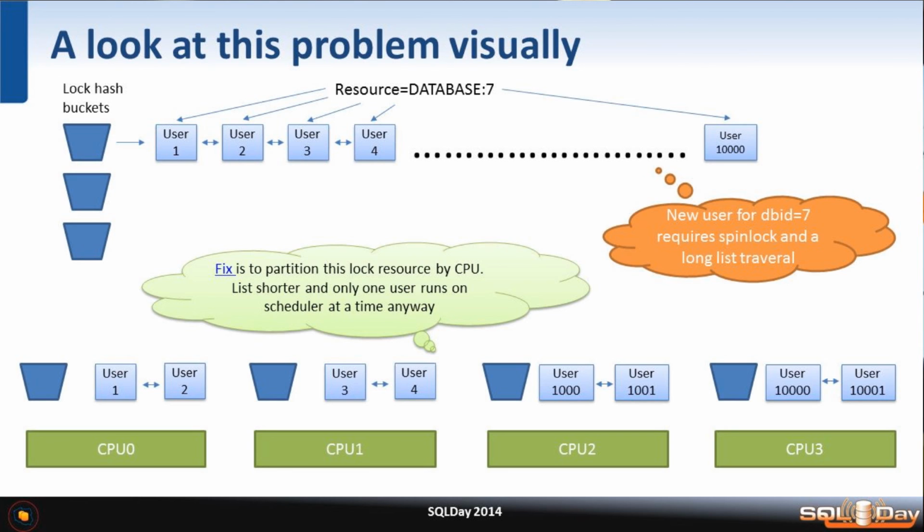We partitioned this lock resource by CPU. So now the picture looks like this. For each CPU, there's a separate list for this database shared lock. So whatever CPU you're running on, we only have to use the list for that CPU now. And so now the spinlock becomes a lot less of a problem because you only need a spinlock for a shorter list, depending on what CPU you're running on. And because we only let one user run at a time on a scheduler, in effect, you're not going to have any collisions for this spinlock anymore because each person on their own CPU just runs one at a time.